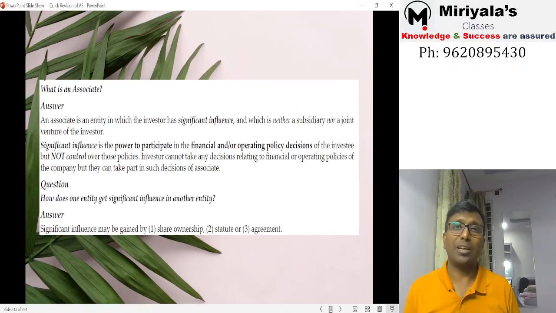What is an associate? An associate is an entity where the investor has significant influence. What do you mean by significant influence? We have the power to participate. We will not be able to control, but we have the power to participate in the financial and operating policy decisions of the company. How do you get this? We may get it by way of having shares, that is voting rights, or maybe via agreement, or because of the law.